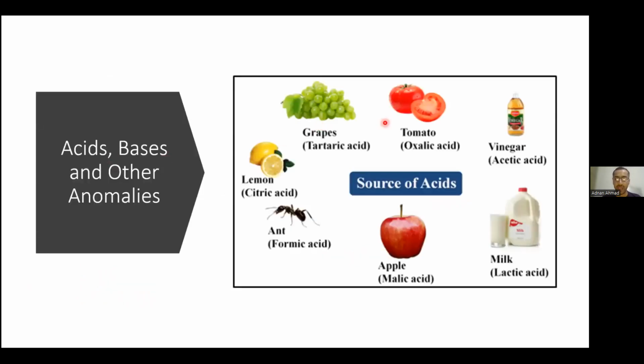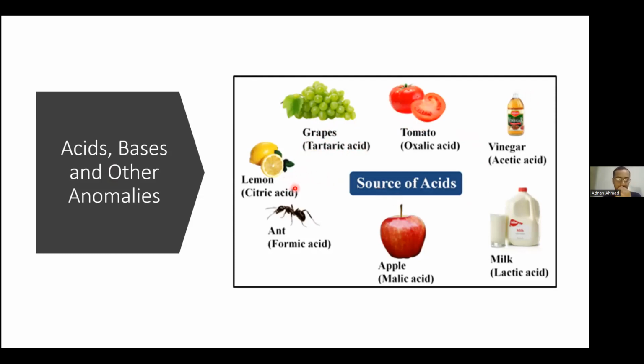So here we have different types of acids that we can consume by consuming these fruits. Grapes contain tartaric acid. Grapes are sour, and I just explained to you that acids have a sour taste. Tomatoes are also a little bit sour because they contain oxalic acid. Vinegar is acetic acid. Lemon is a citrus fruit, and it contains citric acid.